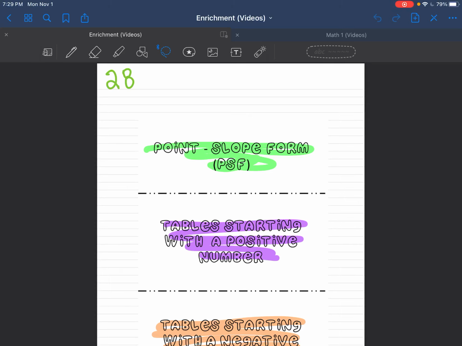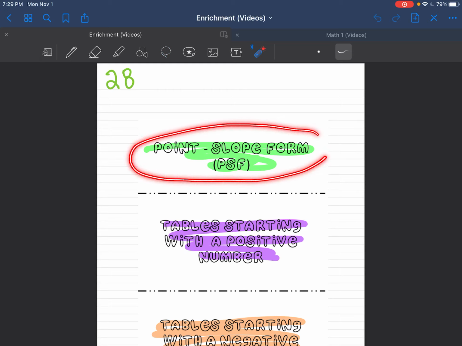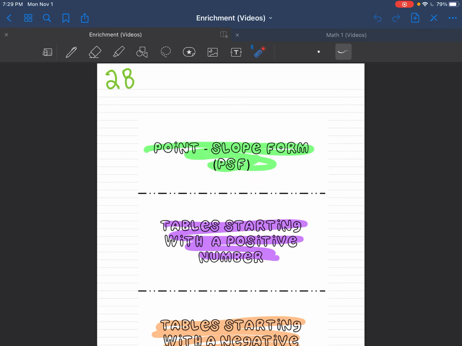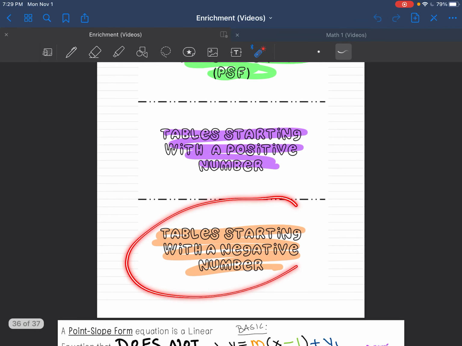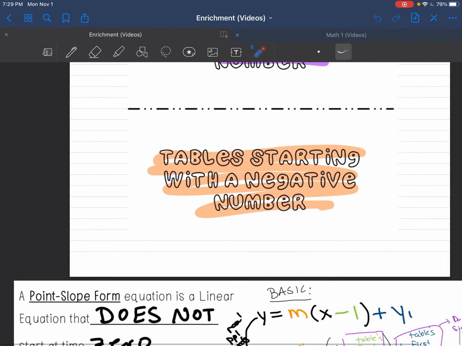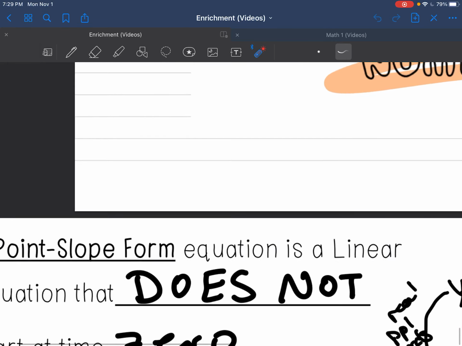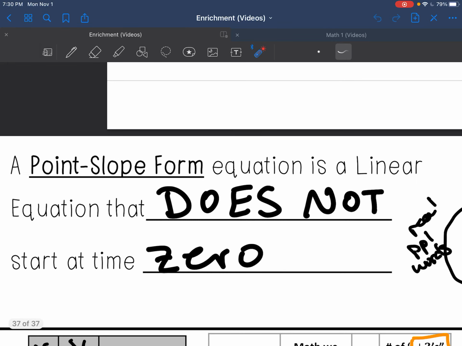Okay, so today's video is going to be page 28 in your notes. We have three different parts we're going to go through. We're going to talk about point slope form. We're going to talk about tables starting with a positive number, and then we're going to talk about tables starting with a negative number.